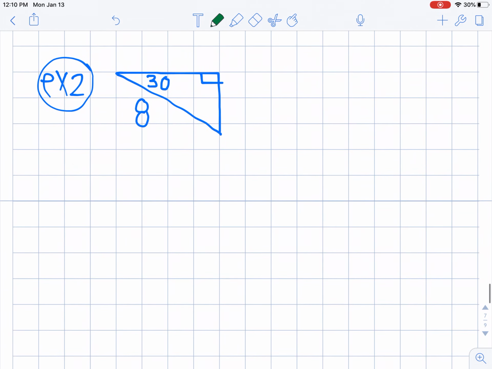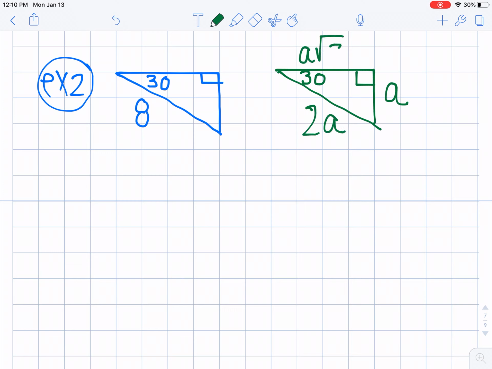Problem number 2. I notice that I have a 30, 60, 90. I'm going to draw in my orientation, so I'm going to draw in my shortcut triangle. I'm going to face it the same way that my triangle is drawn for my problem. So here's my 30 degrees. Across from my 30 is A. Across from my 90 is 2 times A. And across from my 60 degrees is A times the square root of 3.